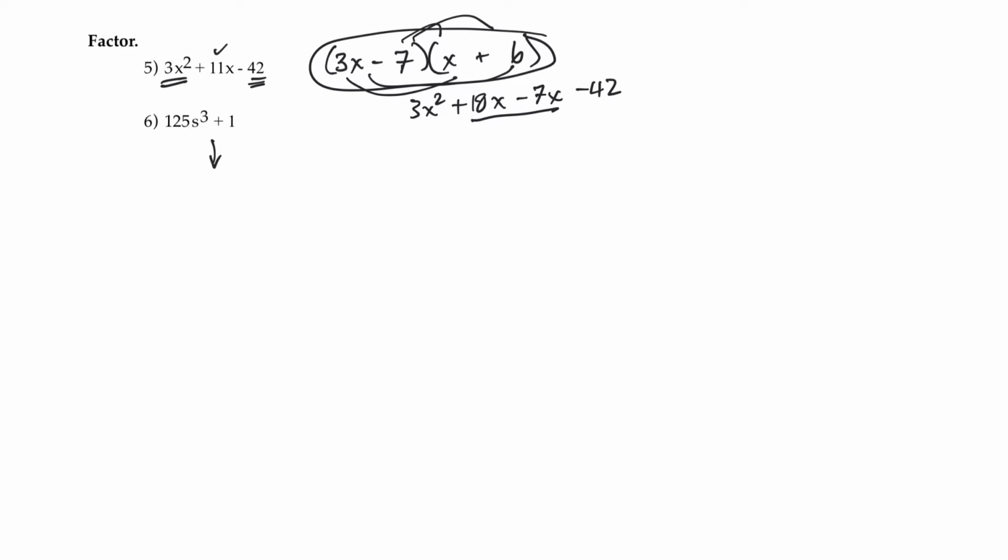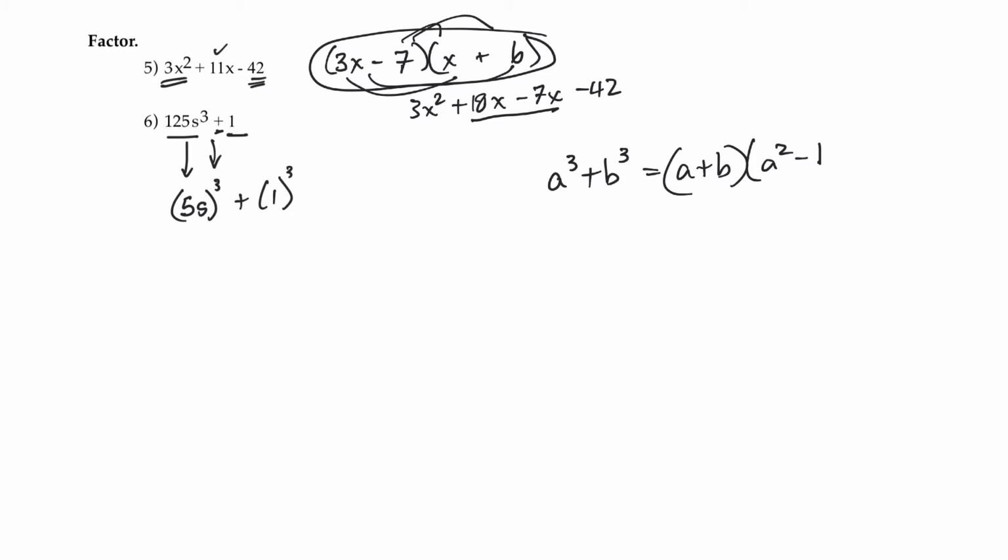This one here is a sum of two things that are cubed. And I like to rewrite what the cubes are. So 125 is 5 cubed. So that'll be 5s all cubed plus, and then 1 would just be 1 cubed, because 1 times 1 times 1 is still just 1. The rule for factoring, which you'd be given on a test, is this.